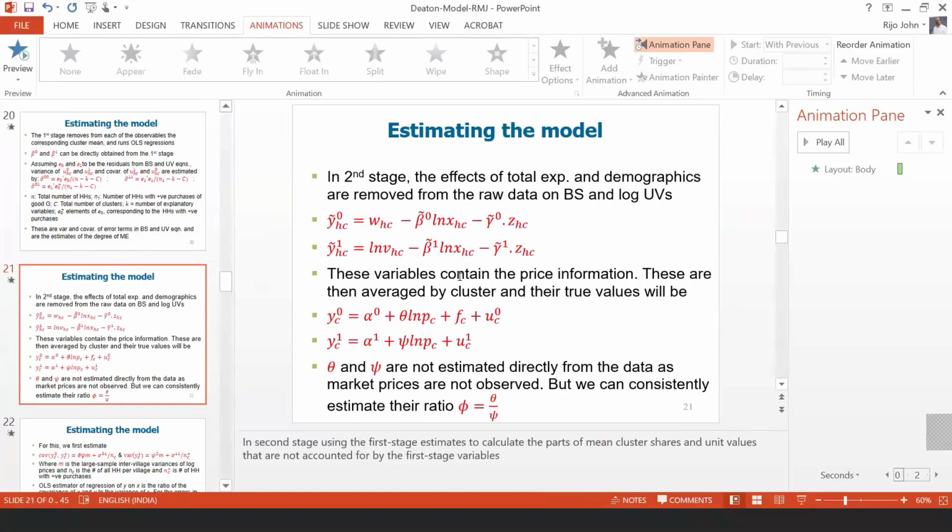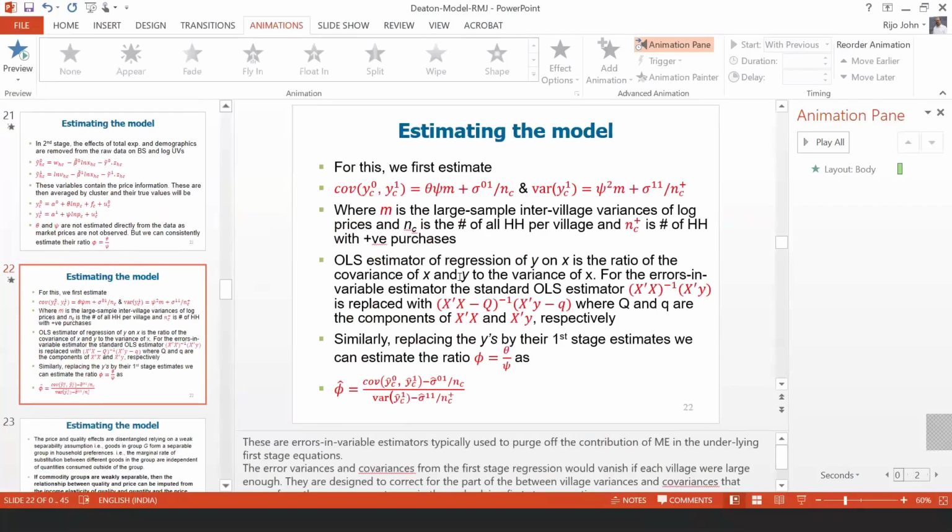Now, again, notice here, theta and psi are not estimated directly from the data as market prices are not observed. We only have the dummies here, the dummies for clusters, right? But we already saw that we can actually consistently estimate a ratio between theta and psi by way of substitution, as we already discussed earlier, okay? And this phi is that ratio that we can estimate using YC0 and YC1.